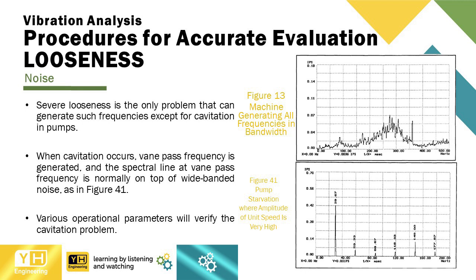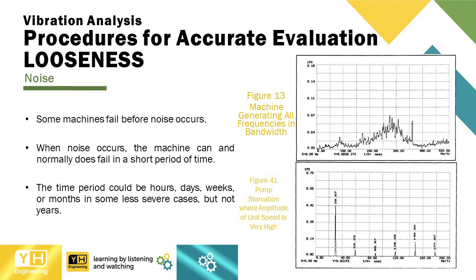When cavitation occurs, vane pass frequency is generated, and the spectral line at vane pass frequency is normally on top of wide-banded noise, as in Figure 14. Various operational parameters will verify the cavitation problem. Some machines fail before noise occurs. When noise occurs, the machine can and normally does fail in a short period of time. The time period could be hours, days, weeks, or months in some less severe cases, but not years.